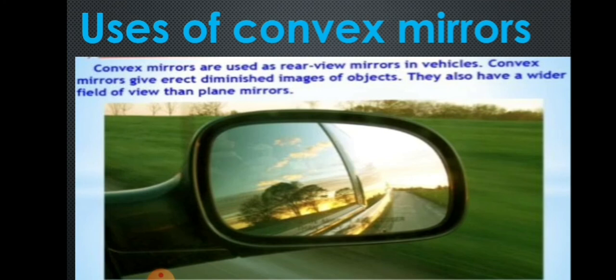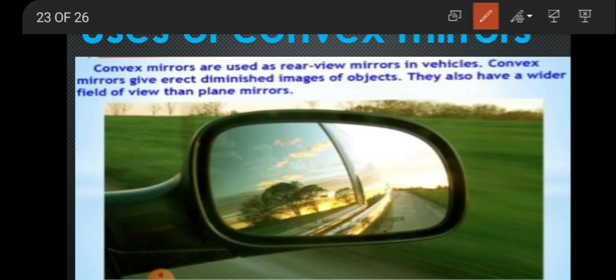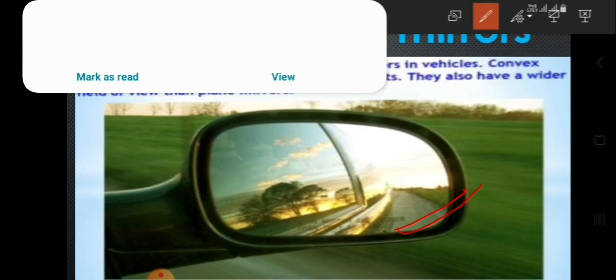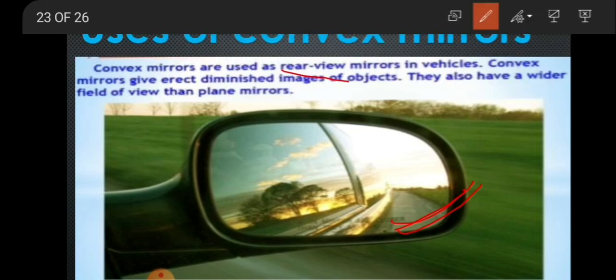Now the uses of convex mirrors. Convex mirrors are used as rear view mirrors in vehicles. You can see in our cars there is use of convex mirrors. Convex mirrors give erect, diminished images of objects. They also have a wider field of view than plane mirrors.